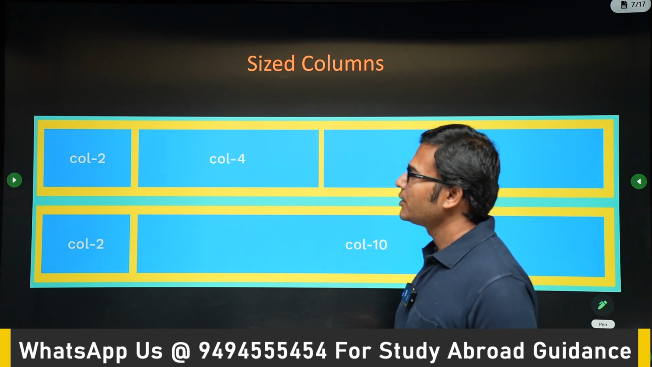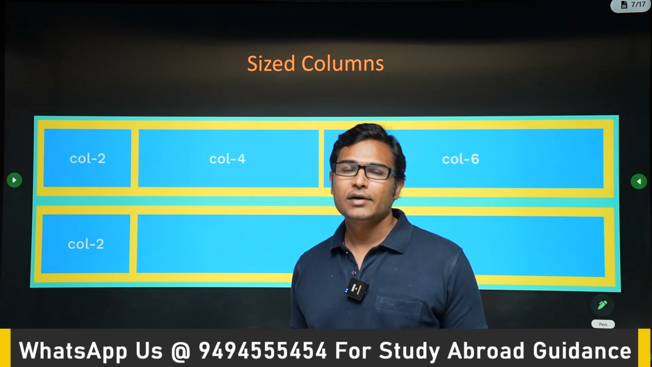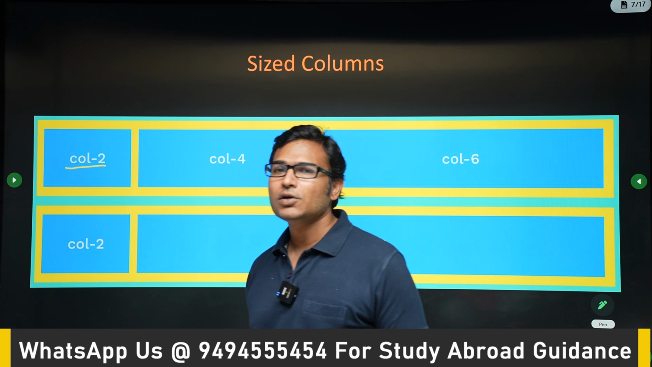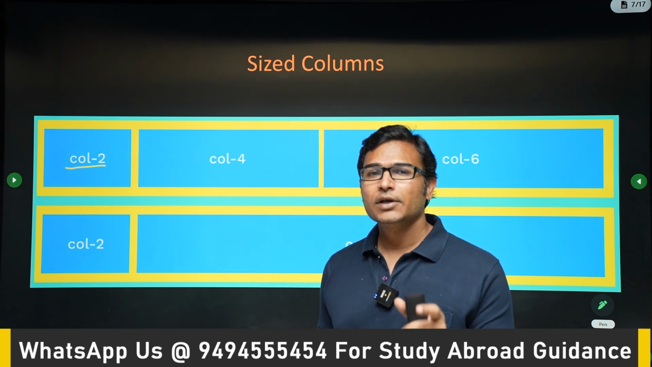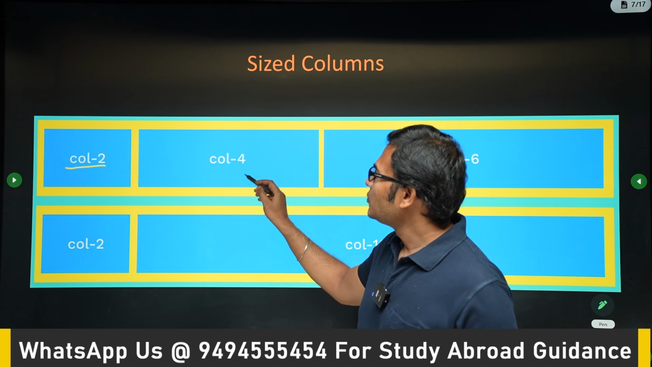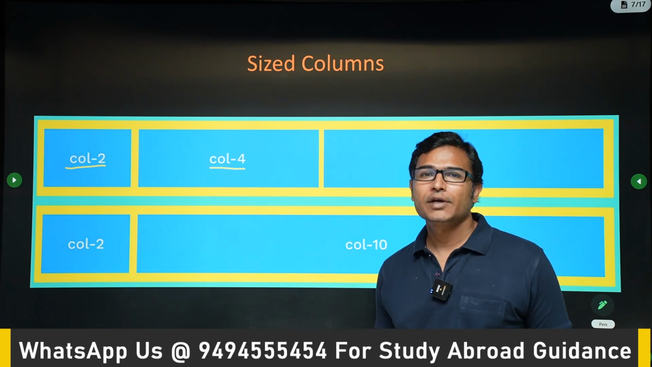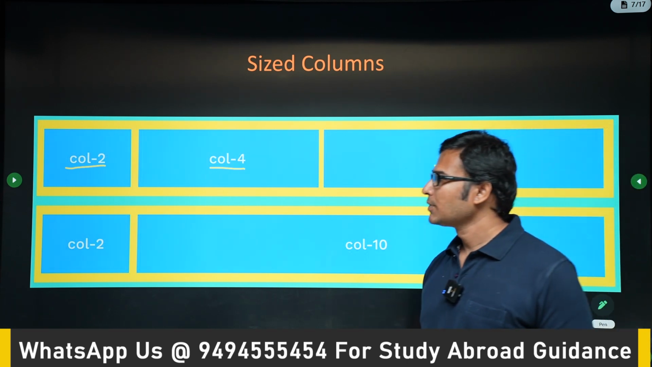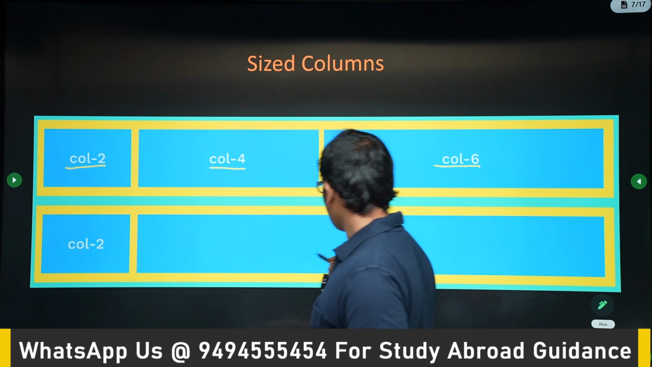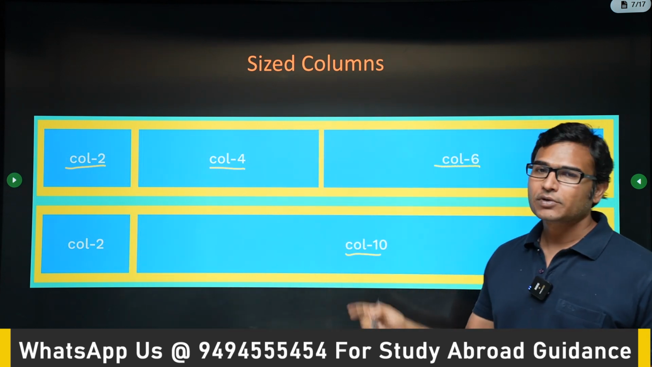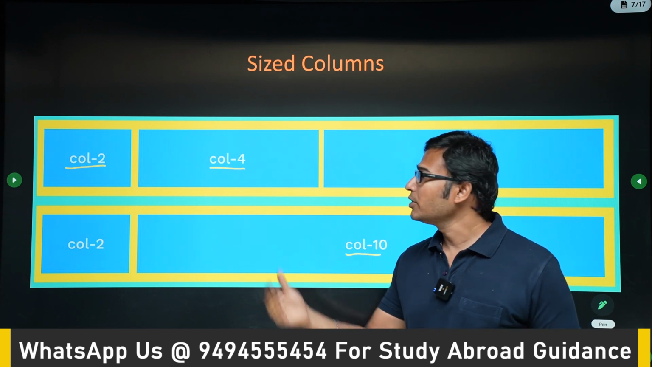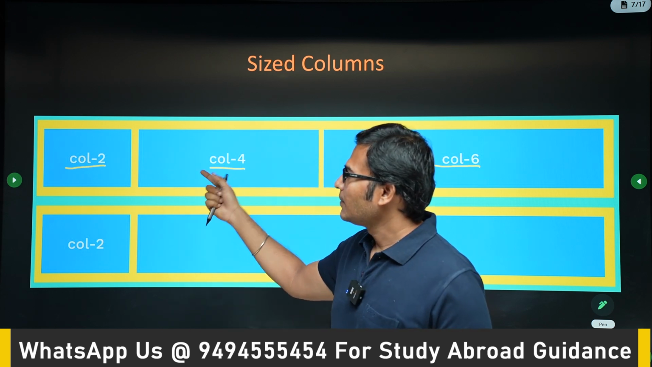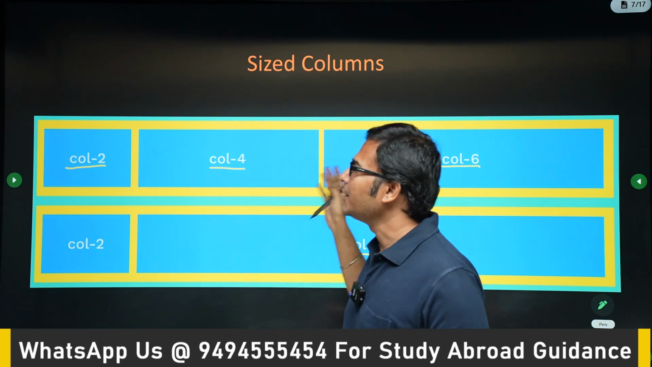You can also give column sizes to the items inside the container. For example, if you write the class col-2, it means that item will get 2 columns. If you write col-4, then 4 columns are given to this item. If you write col-6, then 6 columns are given to this item. Similarly, if you write col-10, then 10 columns will be given to that item. So you can also give the sizes. If you don't give the sizes, equal sizes will be given to all the items. If you give the sizes, then it will display according to the size given.